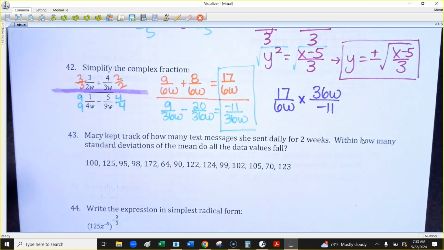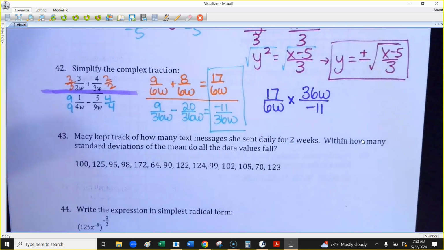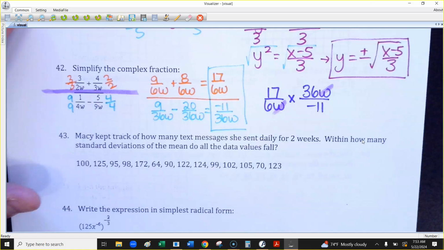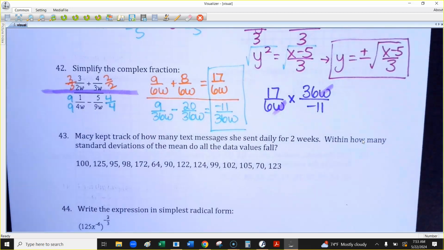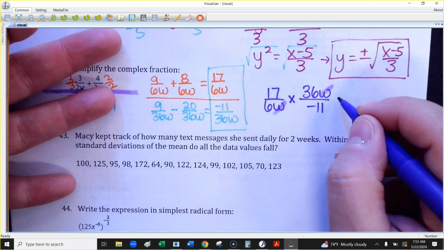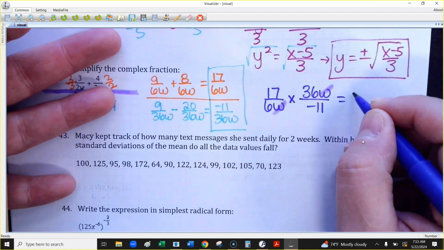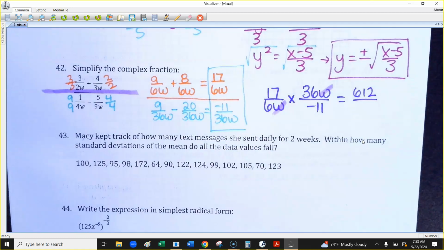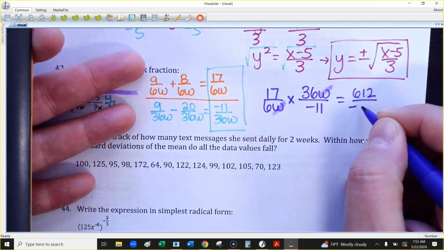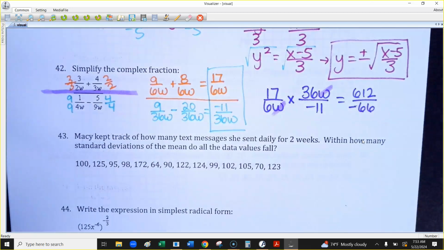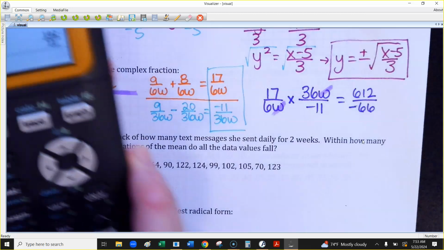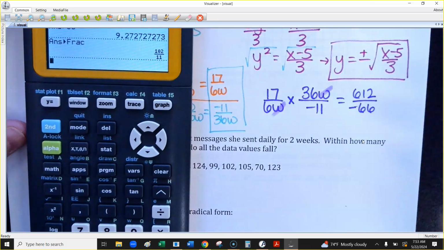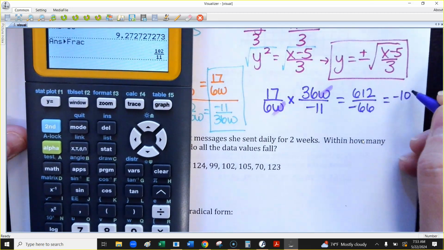Now, whenever you want to do this, you can do it right now if you want. These w's are going to cancel out. And I'm just going to go straight across the top, straight across the bottom. You don't need a common denominator here. So I'm just doing 17 times 36 real quick. That's 612. And I don't need a calculator for this. 6 times negative 11 would be negative 66. And then I'm just using my calculator, dividing 612 by 66. Do my math, enter to get myself a lovely fraction. It should be negative 102 over 11.